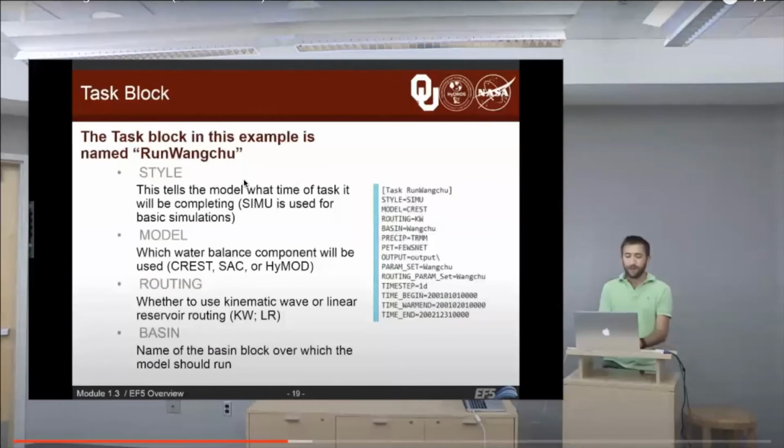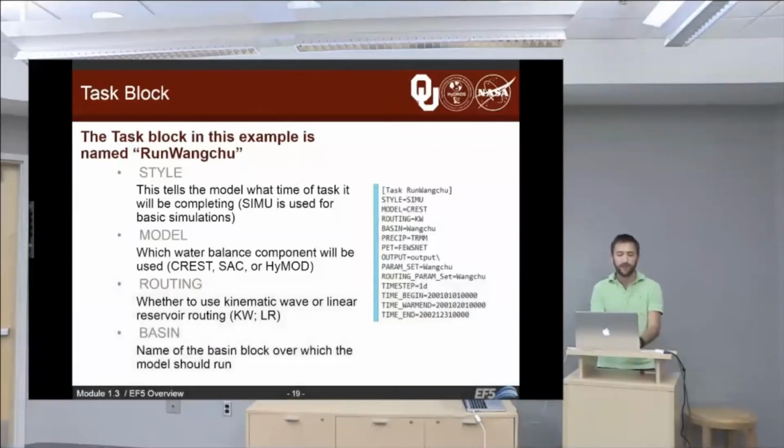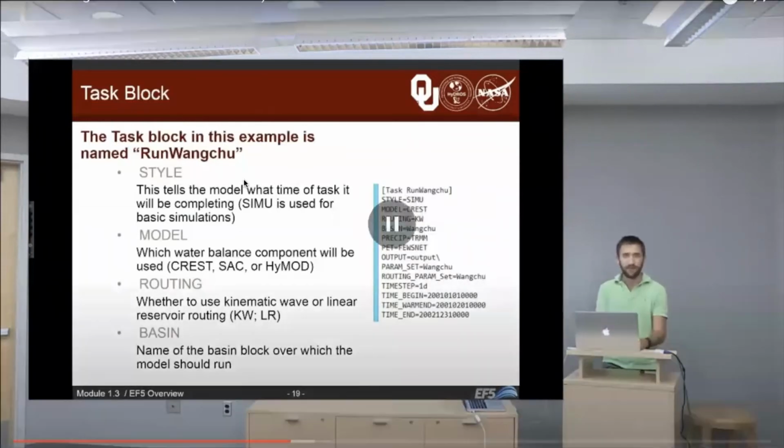Then we have the task block, which is a really important one. This consists of basically all of the programmatic or programming preferences that you have for EF5. Después tenemos el bloque task, que es muy importante, ya que este le dice al modelo qué preferencias usted tiene para cuando se corre. The preferences for how you want EF5 to run.